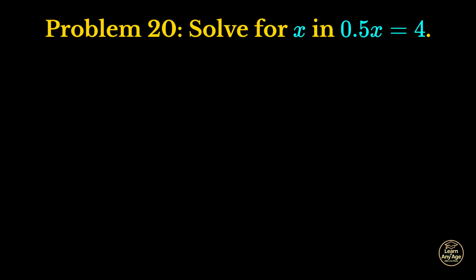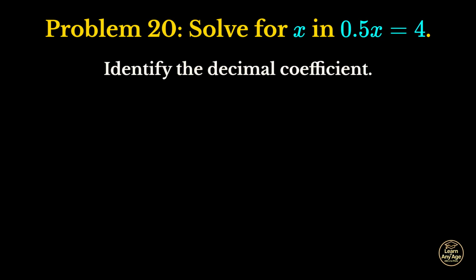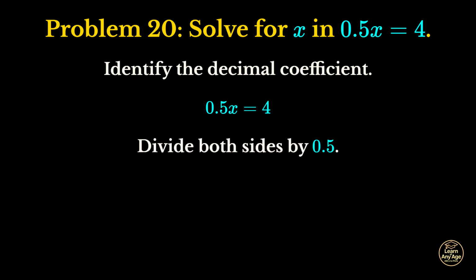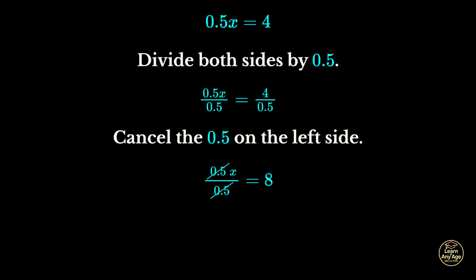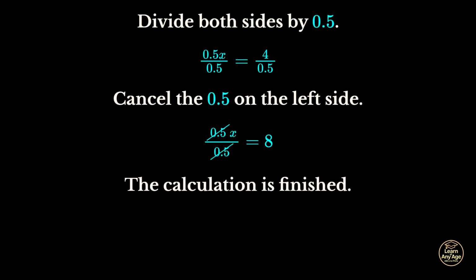Problem 20. Solve for x in 0.5x equals 4. Identify the decimal coefficient. 0.5x equals 4. Divide both sides by 0.5. 0.5x over 0.5 equals 4 over 0.5. Cancel the 0.5 on the left side. 0.5 cancelled out, x over 0.5 cancelled out, equals 8.